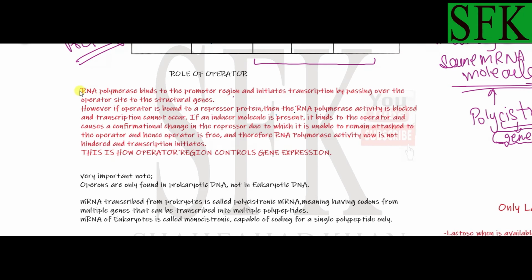So let's get started. RNA polymerase, which is the enzyme that is responsible for the synthesis of RNA, and for the initiation of the process of transcription, can bind to this promoter region. The role of this promoter region is that it is a point where the RNA polymerase binds. Once it binds, it initiates transcription by passing over the operator site, and then it passes over the structural genes in order to transcribe them.